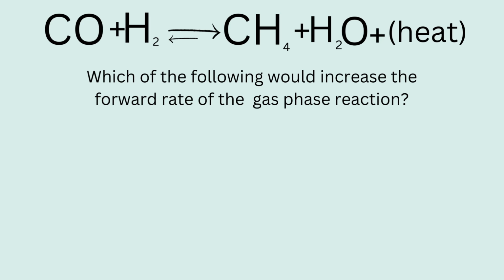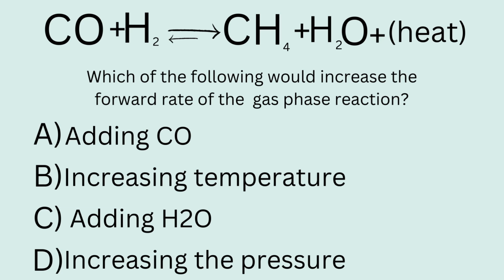Alrighty, next question. Which of the following would increase the forward rate of the gas phase reaction? Okay, so first, I just want to point out that the forward rate is going this way, from the reactant to the products. So the question is only referring to increasing the rate in that direction, from left to right. A, if we add carbon monoxide to the reactant side, this will definitely increase the rate of the reaction because increasing the concentration of reactant will increase the forward reaction rate.